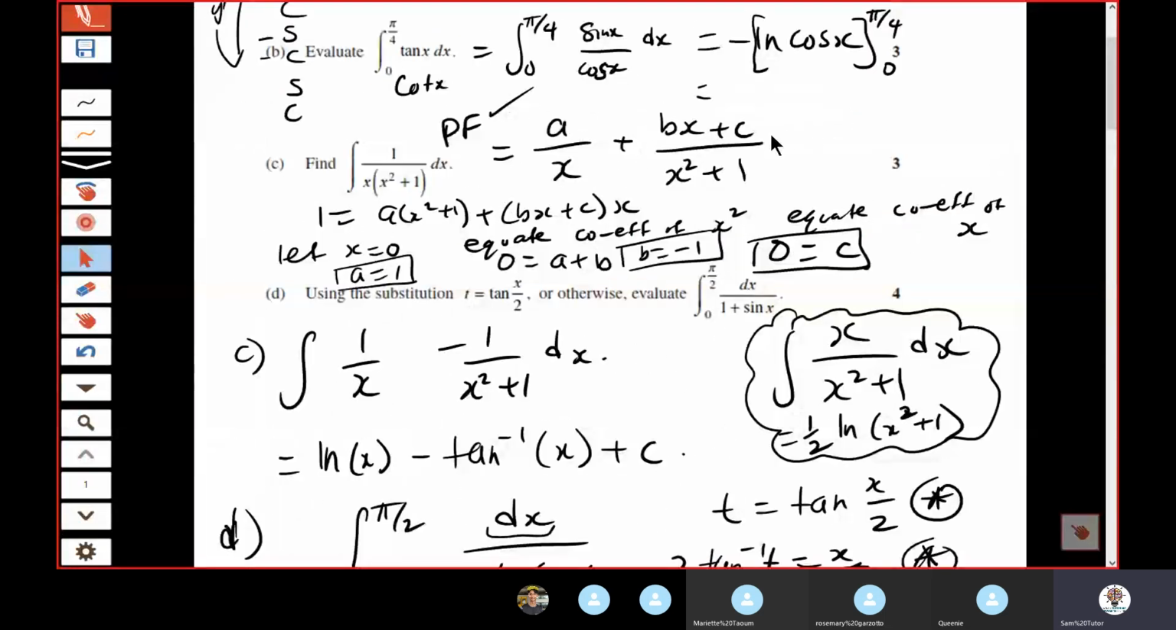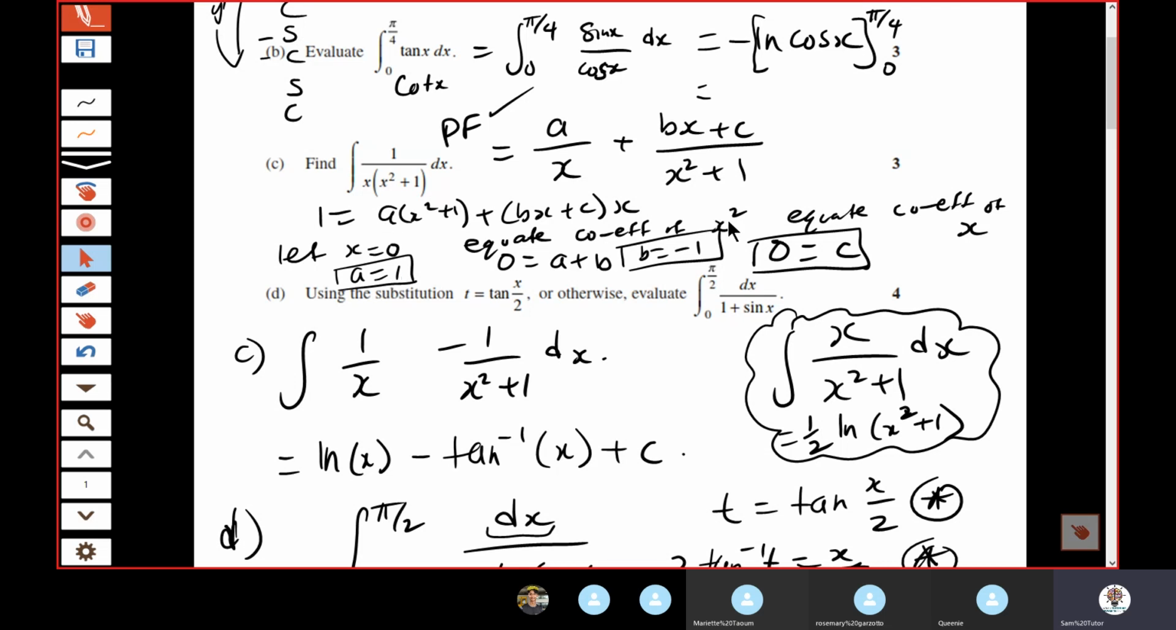1 equals a plus bx plus c, times x. Yep. A times x squared plus 1. Yep. Equals 1. Let x equal 0. Sorry, let x equal to 0. 0 plus 1 is 1. 1 times a is a. Then anything times 0 is 0. So a equals 1.